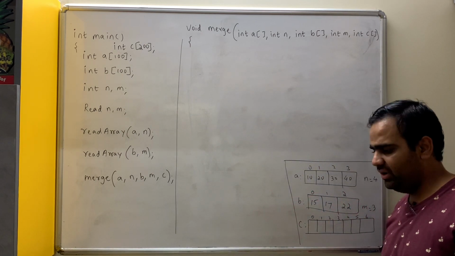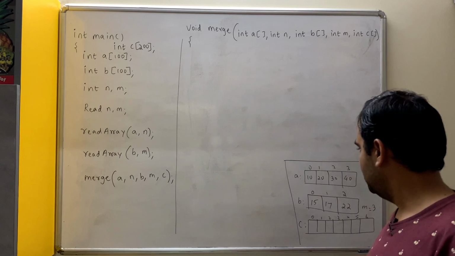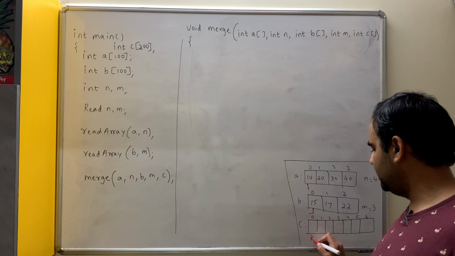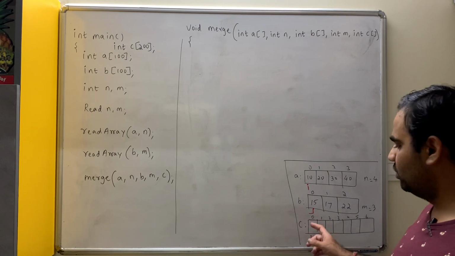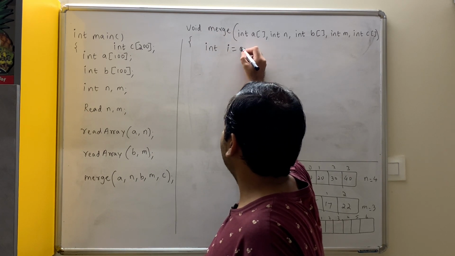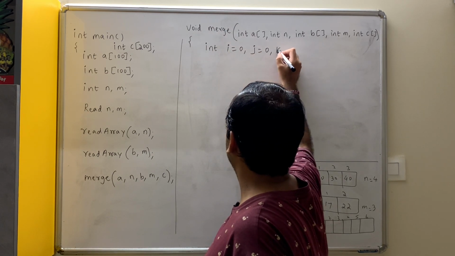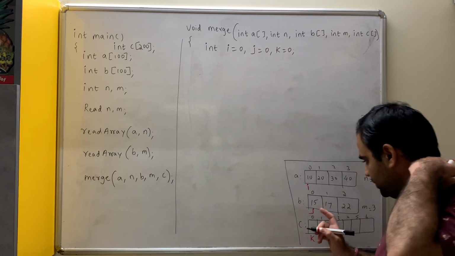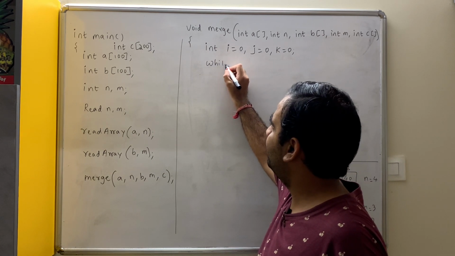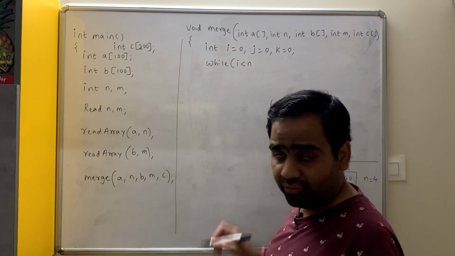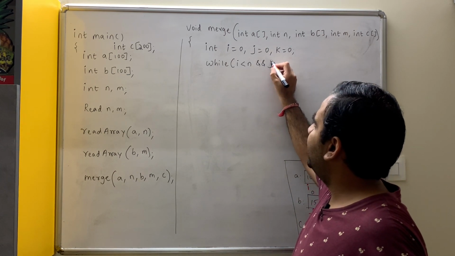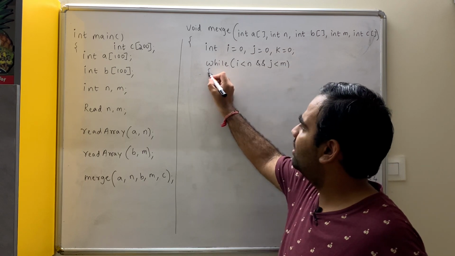Now what do we do? We take two indices i and j. i is pointing to 0 and j is also pointing to 0, and initially the value of k is also 0 because I want to write from the 0th index. Therefore what do I write? int i is 0, j is 0, k is 0. Now I have to run the loop as I explained. We say while i less than the size of first array, because i is representing the first array, and j less than m, which is representing the second array.